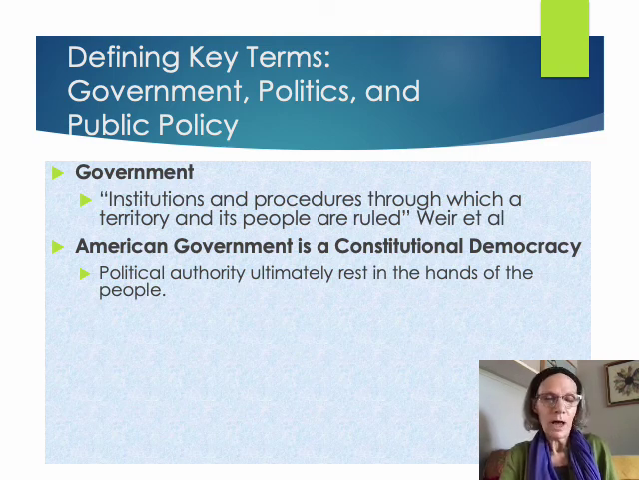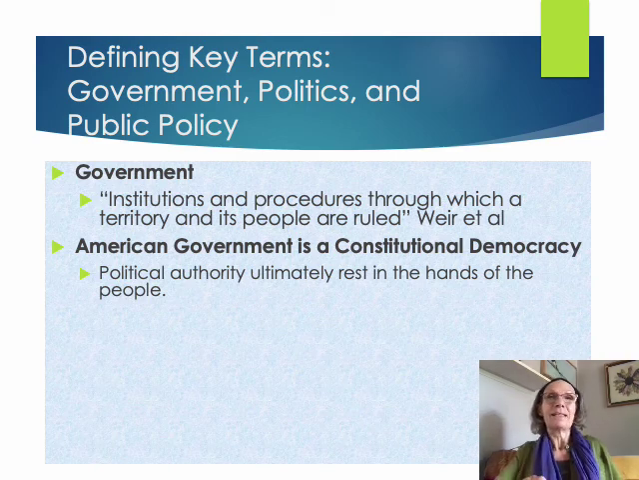So when we talk about democracy, rule of the people, what we're really saying is that political authority ultimately rests in the hands of the people. That's also known as popular sovereignty. It's the people who have the ultimate authority to rule. Now, there are different types of democracies. In other words, there are different ways in which people can govern.